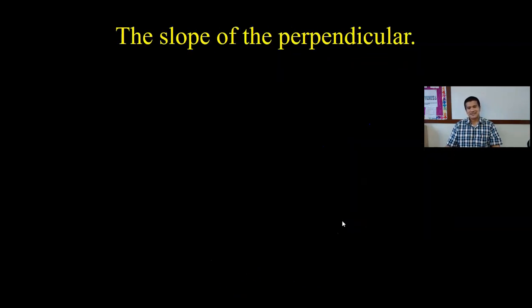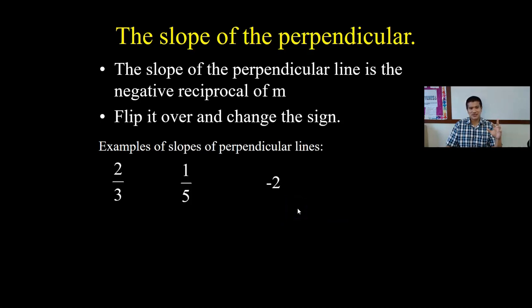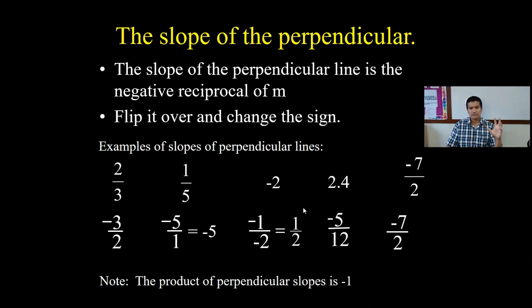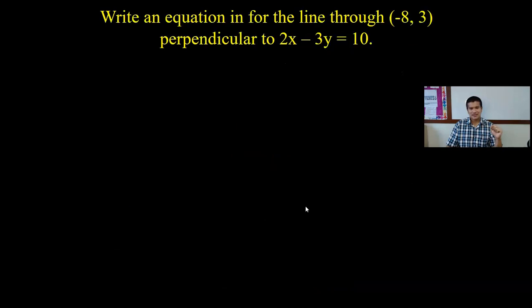The slope of a perpendicular line: let's go back to how you will solve for the perpendicular line. When you multiply the two slopes, it will give you negative 1. The slope of a perpendicular line is the negative reciprocal of m. This one is just the definition, right? We already defined that one, so let's just skip that.